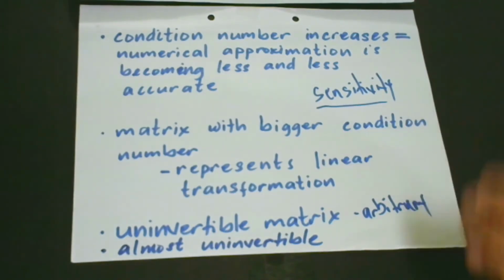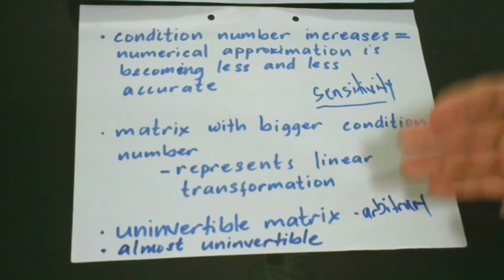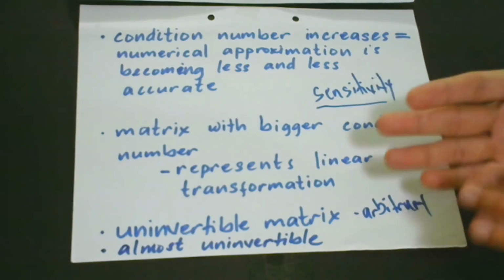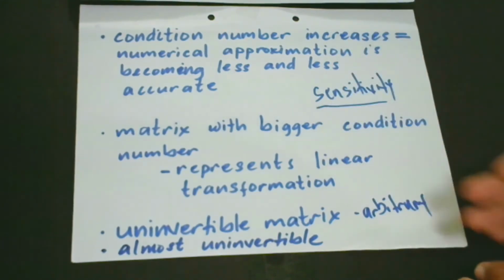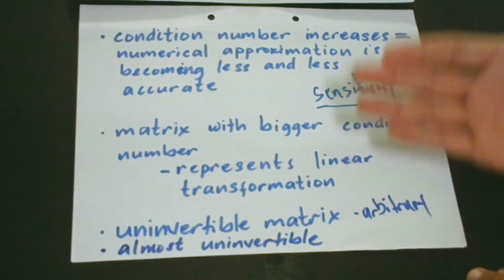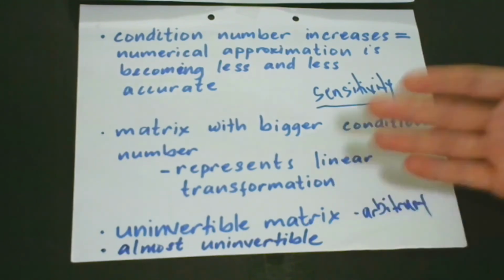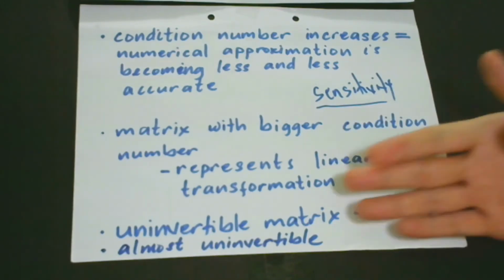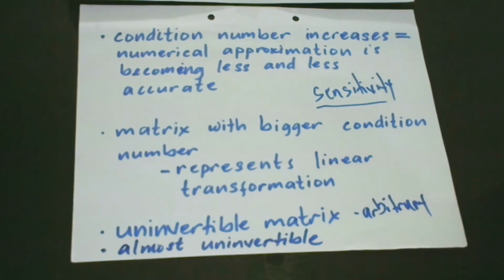If our output matrix is almost uninvertible, this happens when a matrix has a high condition number. It essentially means that numerical algorithms get less accurate. When it becomes less accurate, of course something is really wrong and you have to investigate. What is this for? Why do we have to study this?